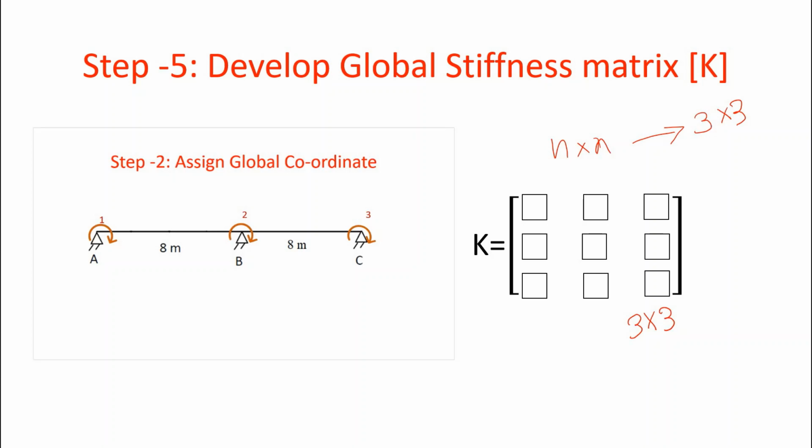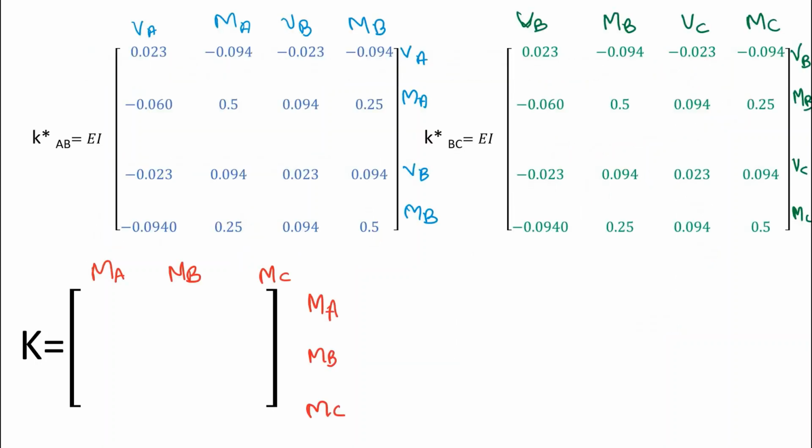So look at step number 2. There we can see the global coordinate provided at A was moment at A, at B it is moment at B, and at C it is moment at C. So the global stiffness matrix will have the coefficients corresponding to moment at A, moment at B, and moment at C. Okay, so from the element stiffness matrices of the elements AB and BC, we will find the coefficients corresponding to the global stiffness matrix. So I said only MA, MB, MC is required.